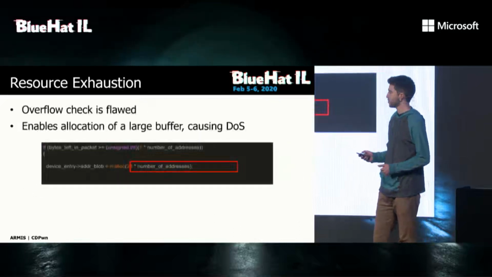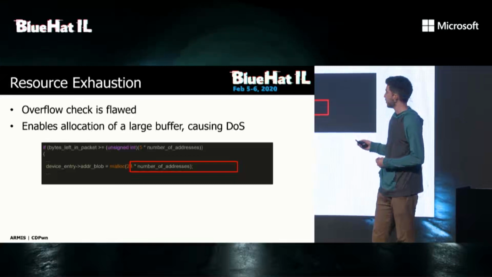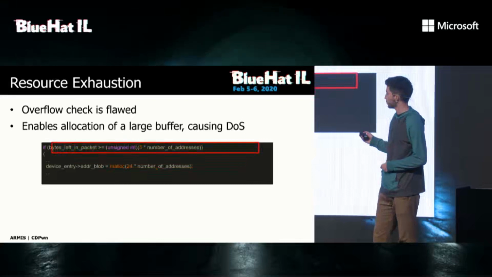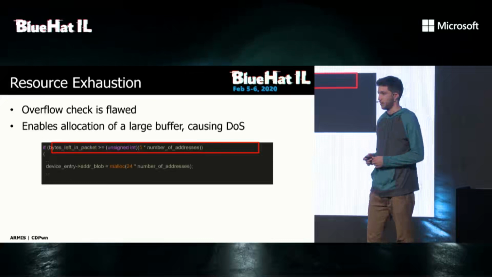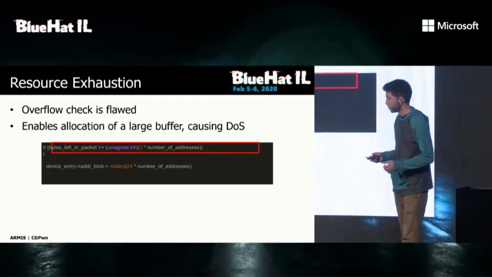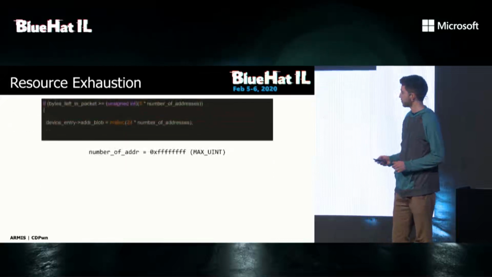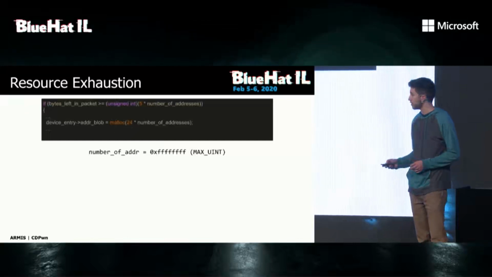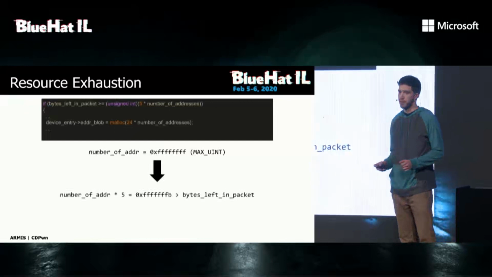So we're going to want to cause a denial of service. We can allocate using the number of addresses field, but there's a length check using the number of addresses times 5. This multiplication can cause integer overflow. So let's see how we can leverage that into the desired denial of service. So the first try, we're going to put max uint in the number of addresses. But then, of course, it's going to overflow into too big of a number, so we won't pass our length check.